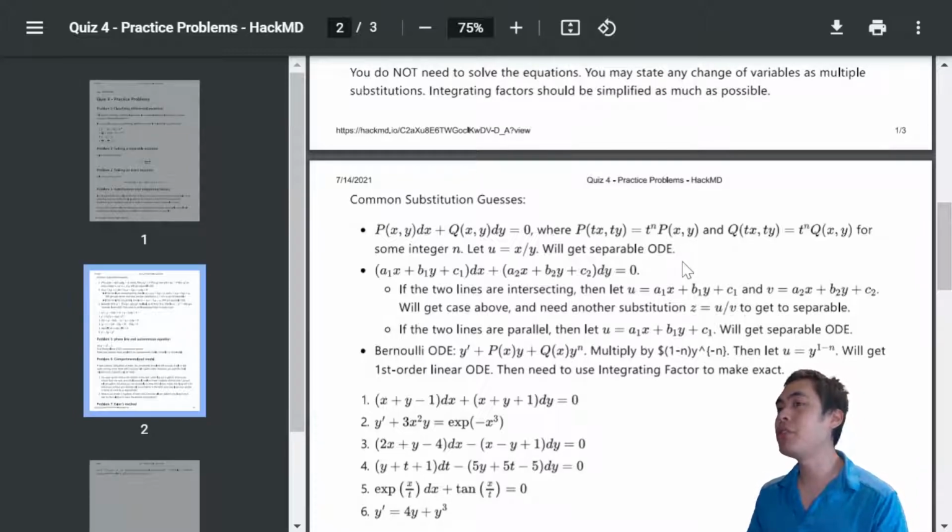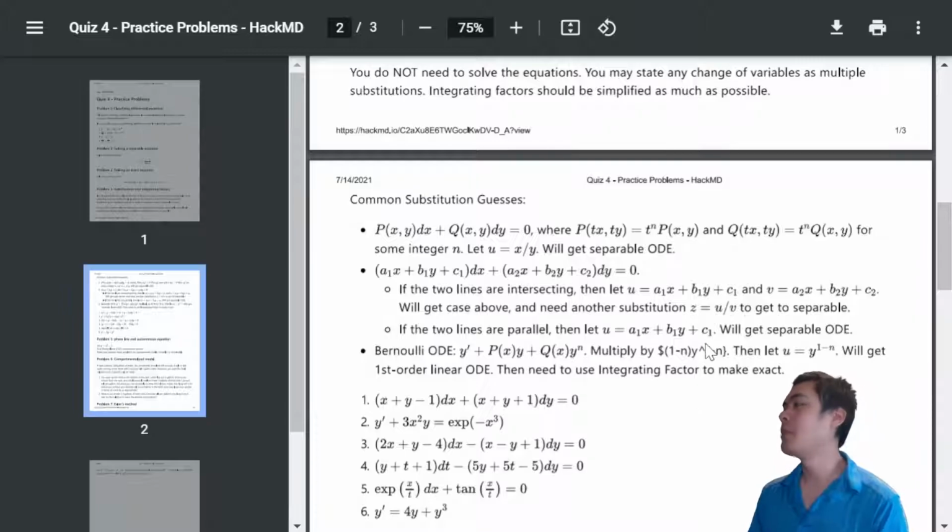And then sometimes after you do that substitution, in this particular case, you need to then use an integrating factor, because after you do that, it'll end up as a linear first order ODE. And you will need to remember the integrating factor stuff, so I will not give you, that is not stuff I'll give you.